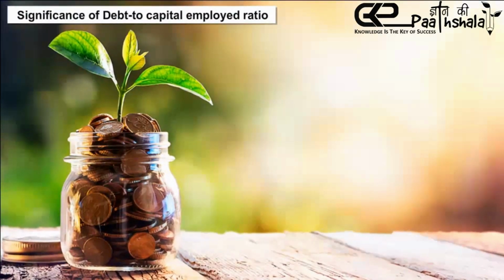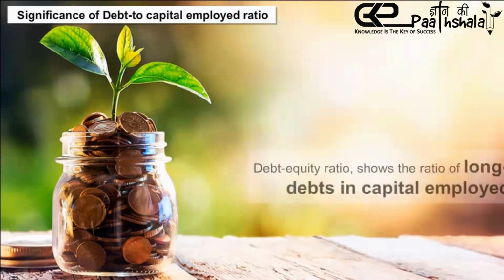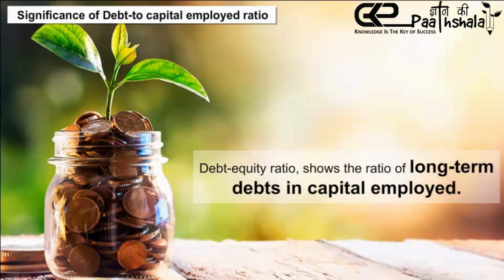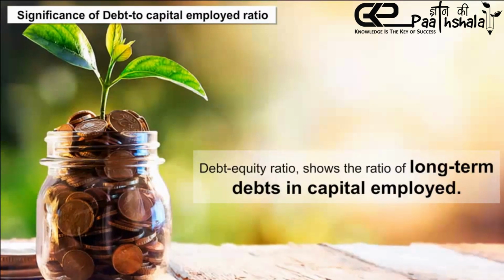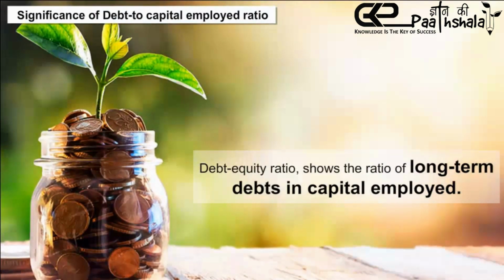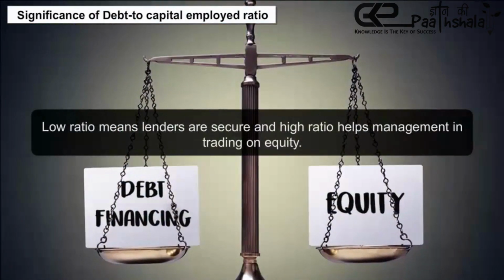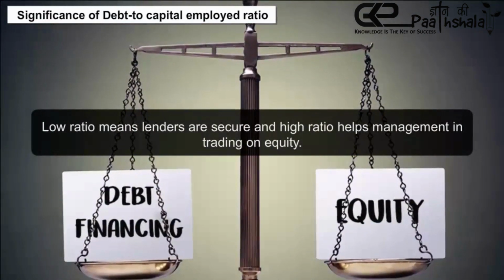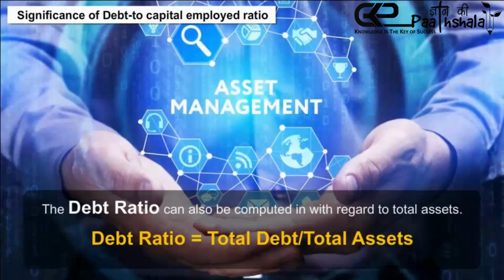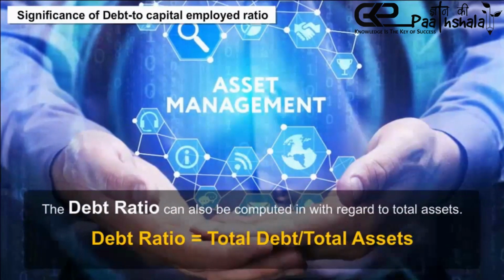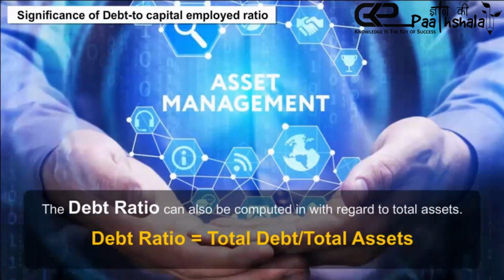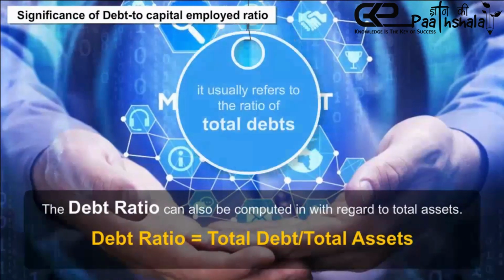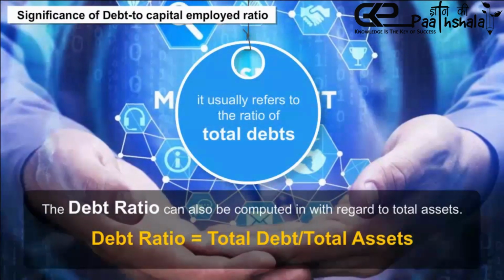Significance of debt to capital employed ratio. Debt equity ratio shows the ratio of long-term debts in the capital employed. Low ratio means lenders are secure, and high ratio helps management in trading on equity. The debt ratio can also be computed with regard to total assets. In that case, it usually refers to the ratio of total debts.